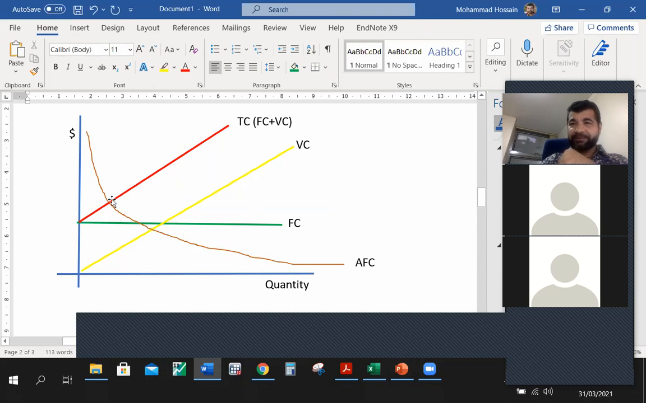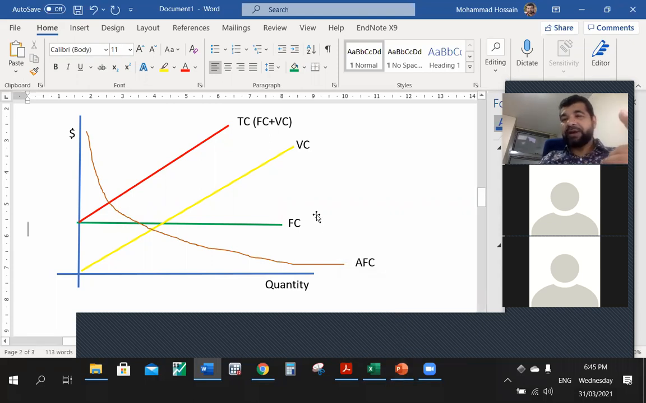It will drop pretty sharp. For example, you produce one item. Okay, the fixed cost is $100. You produce two items. How much average fixed cost? $50. You produce three items. Average fixed cost is $33. So it will drop at the beginning very sharp. Every item you produce drops very sharp, and slowly it will smoothen out. Okay, that's the average fixed cost.